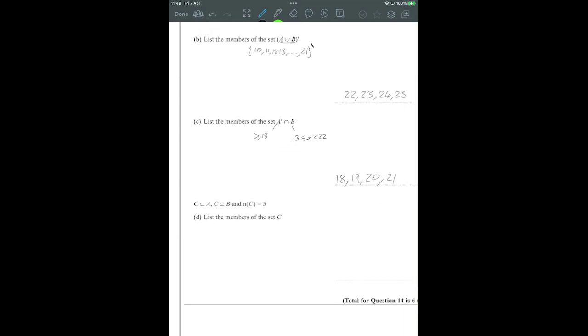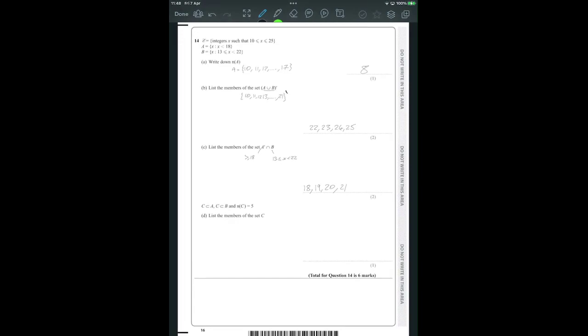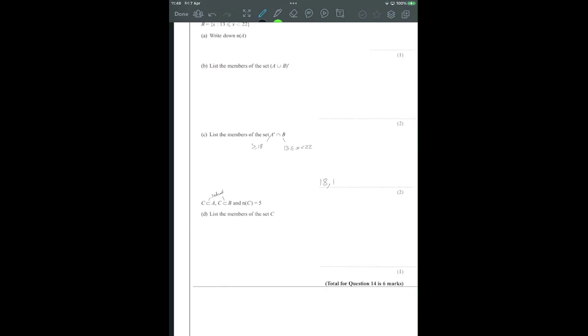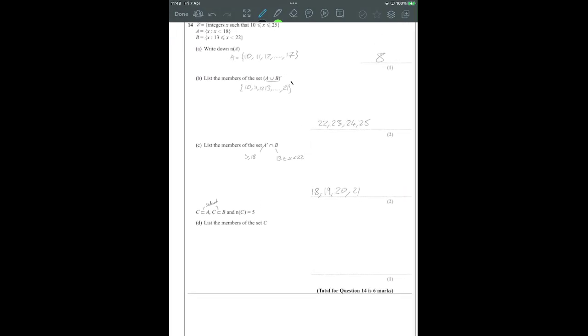And finally, we have C. Oh, so this is an uncommonly used notation. So this is a subset. This is saying that C is contained within A and contained within B. So it has to obey the rules of A and obey the rules of B. And there are 5 elements.